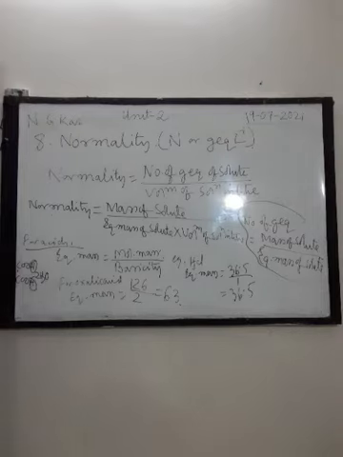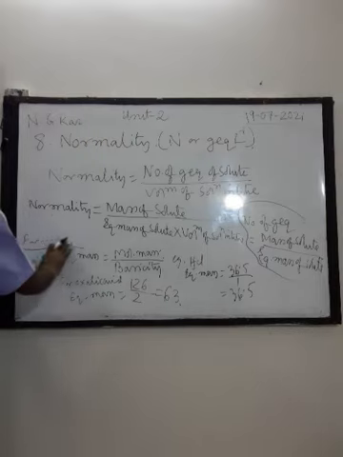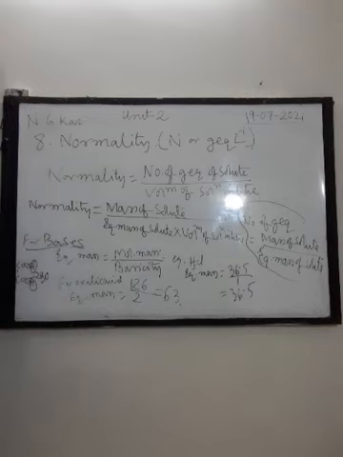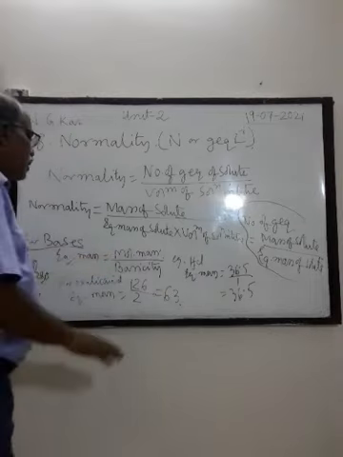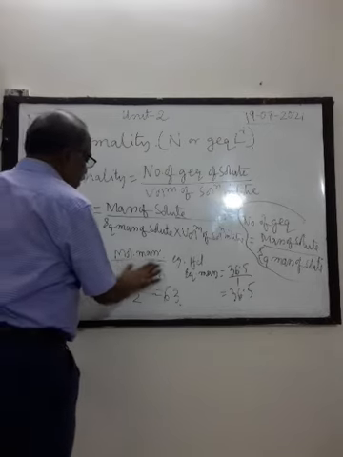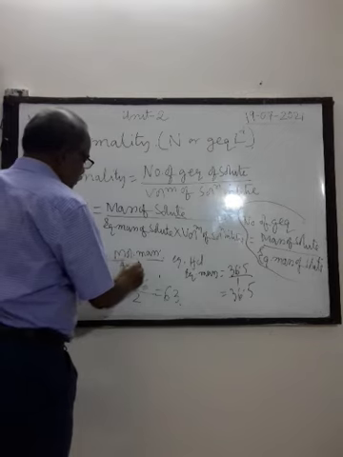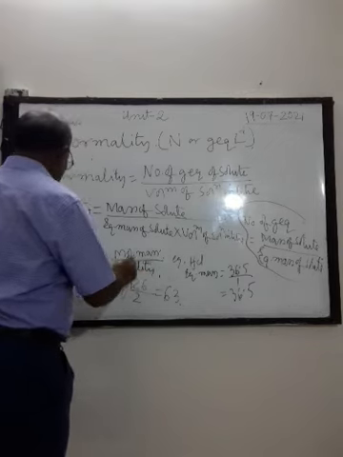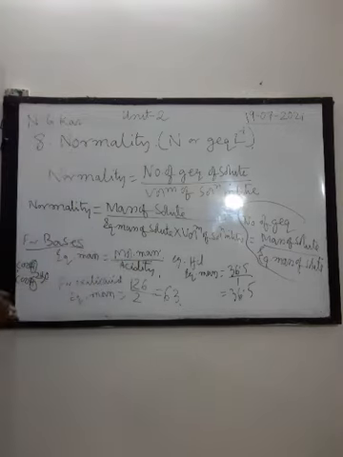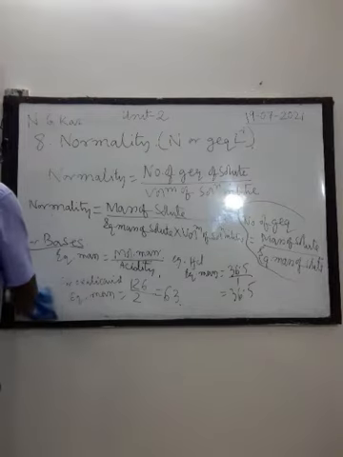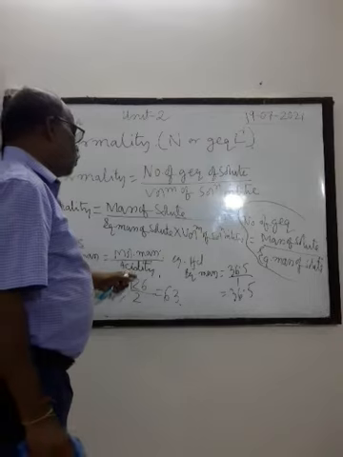So this is for acids. Now we consider equivalent mass for bases. For a base, equivalent mass equals molar mass by acidity, which means the number of OH groups present. So this is the equivalent mass for bases: molar mass by acidity. Acidity means the number of OH groups present.